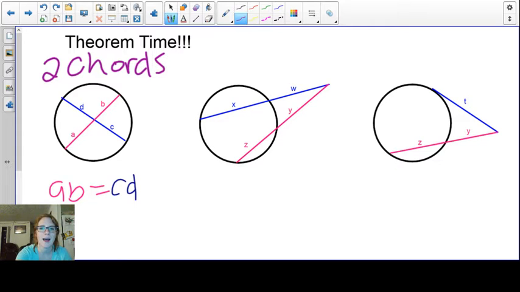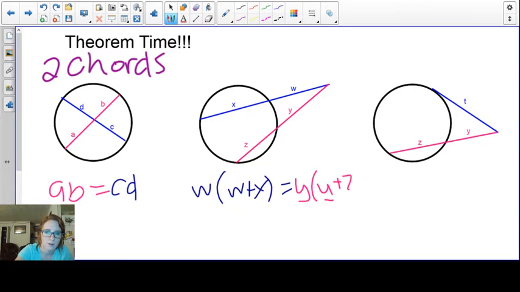In this next one, I have two tangents, or excuse me, secants because I go through. So when I have 2 secants, I take the outside piece times the whole thing, and that's going to be equal to the outside piece times the whole thing. Now, the reason I say outside piece with the whole thing is because if you notice, w plus x or x plus w is that whole length of my segment, and same thing with the yz. And so that was 2 secants.